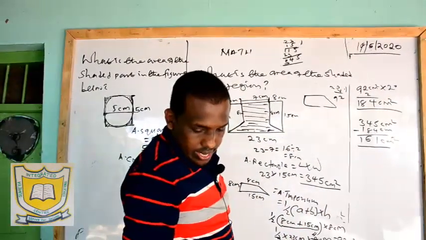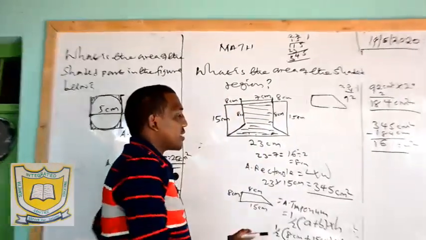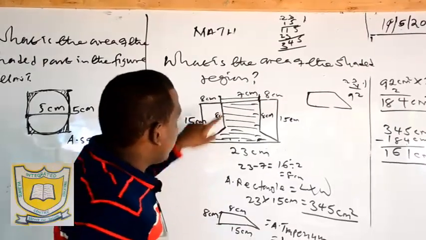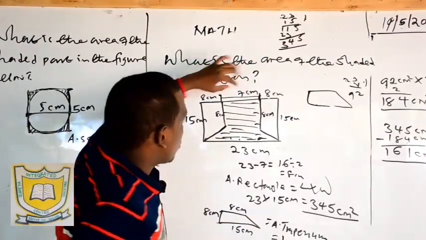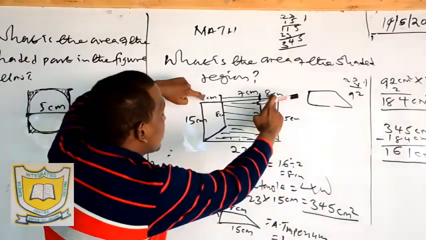Now I'm repeating what we are doing. I say this line is 23. Here you are given only this side, which is 7. To get both sides, you say 23 minus 7 is 16. Divide by 2, you get 8, 8.